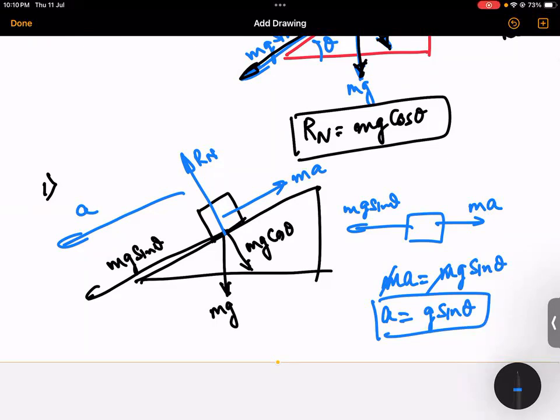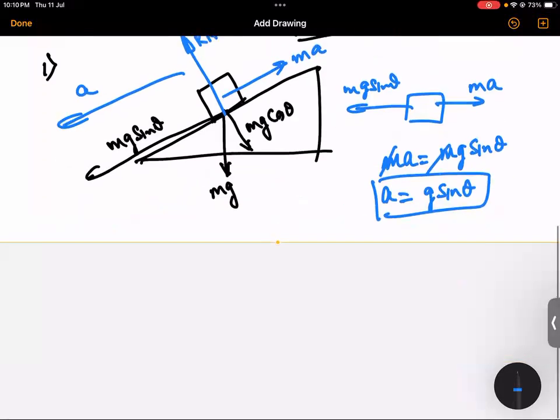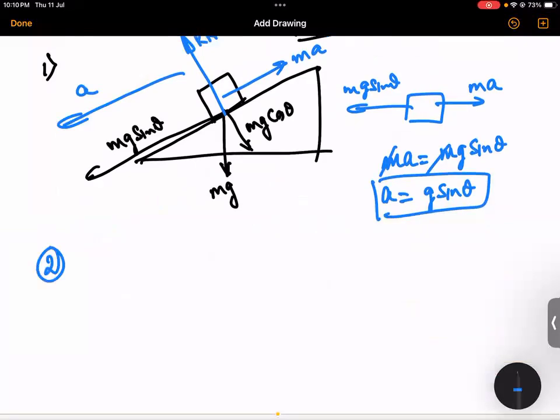So I will change the problem a bit now. Let us move on to the second question. Number 2. Write down. Calculate the force required to move a body up an inclined plane with an acceleration a.